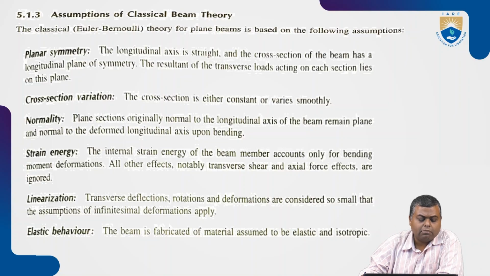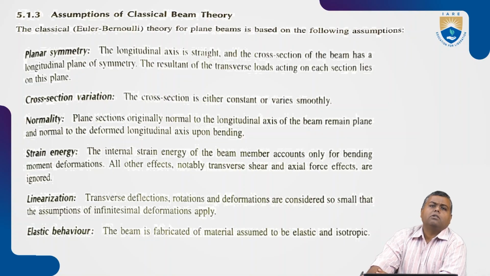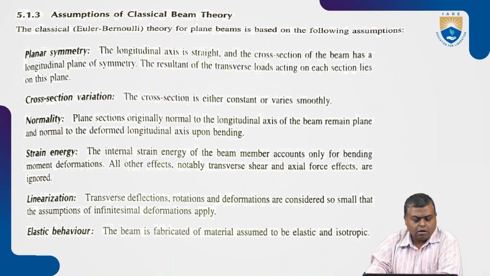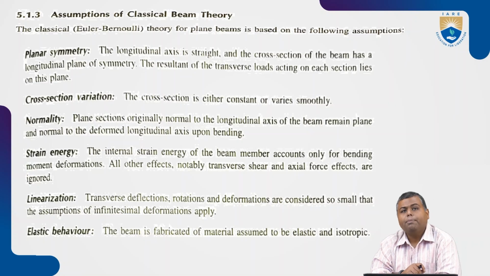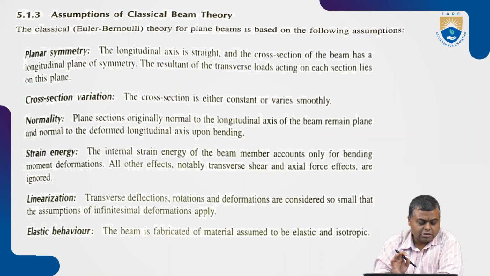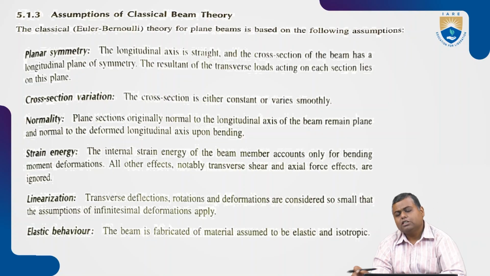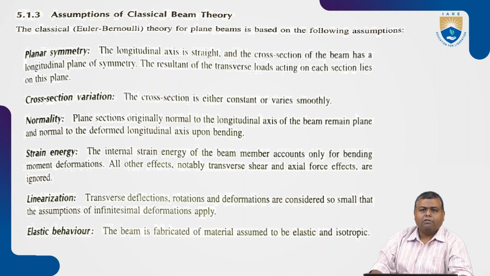The classical beam has a planar symmetry. The longitudinal axis is straight and the cross section of the beam has a longitudinal plane of symmetry. The resultant of the transverse load acting on each section lies on this plane. That means the load acting on each section lies on this plane. Now, the cross-sectional variation will be either constant or it varies smoothly.